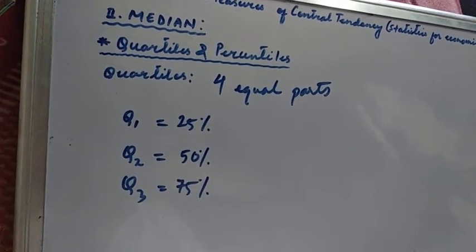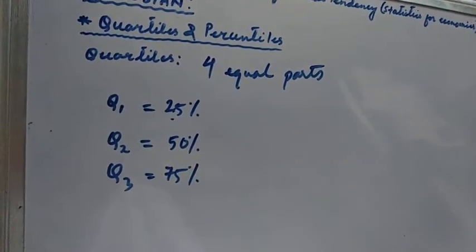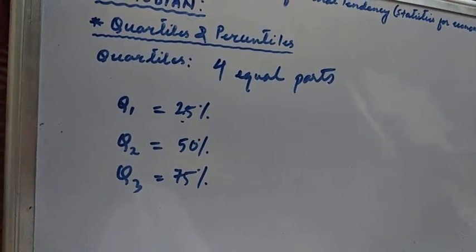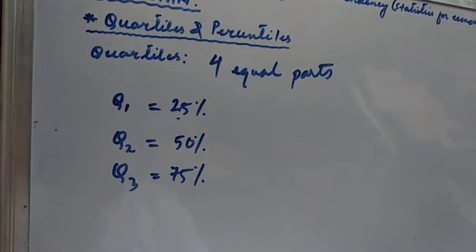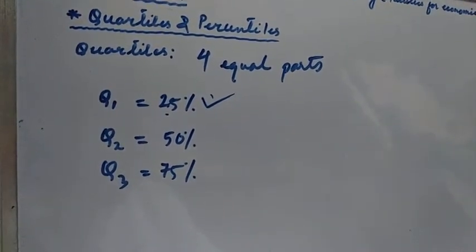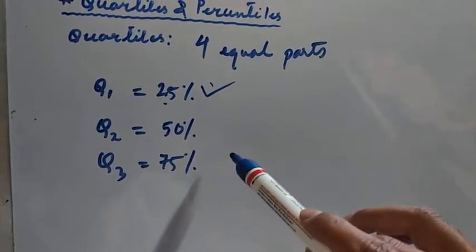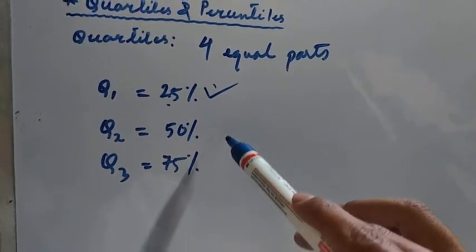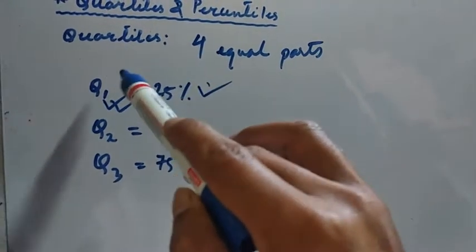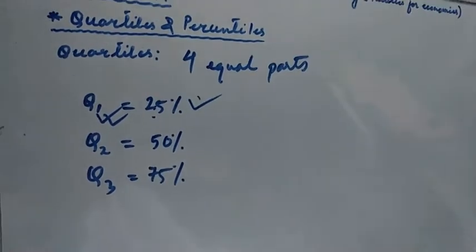The first quartile is denoted by Q1. Q1 has 25% of the items of the distribution below it, and 75% of the items are greater than Q1. So 25% of the distribution is below the first quartile and 75% is above it.